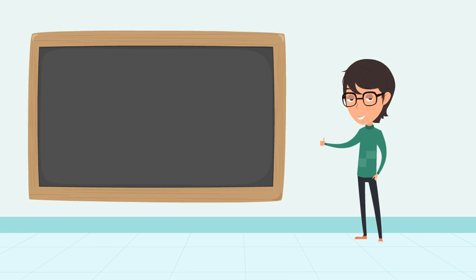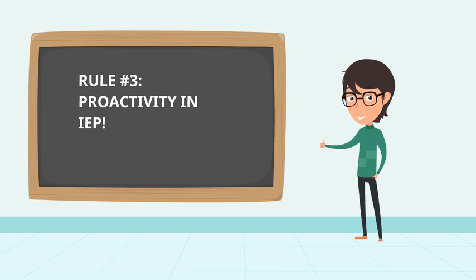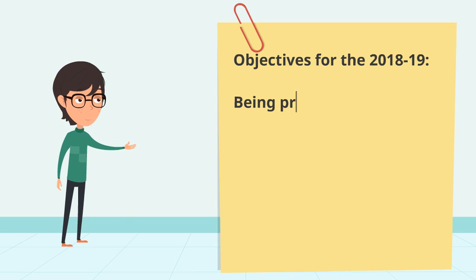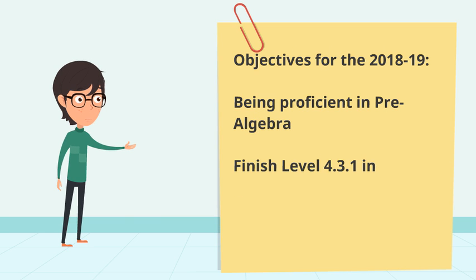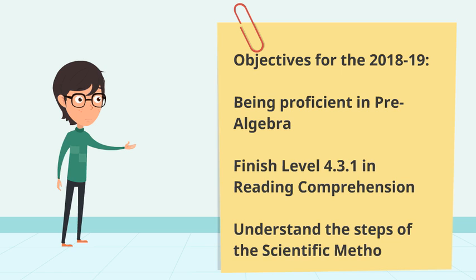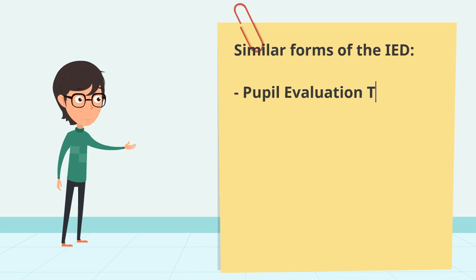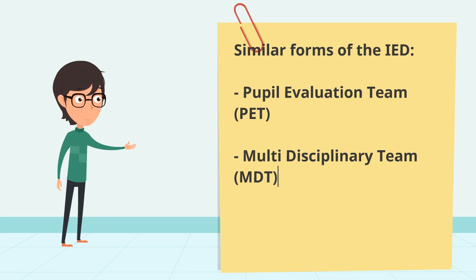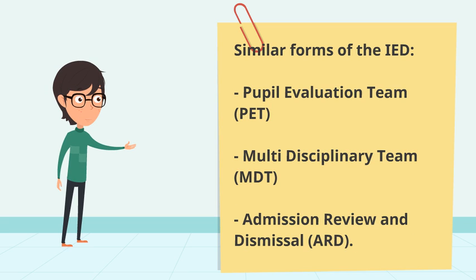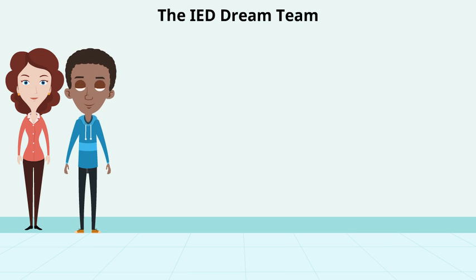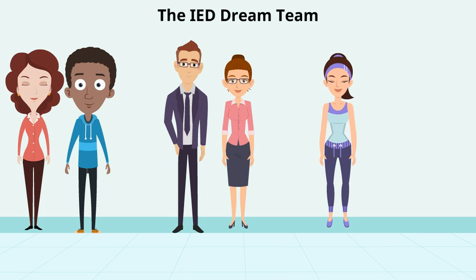The last step is to play an active role in the individualized education program. Individualized education programs, or IEPs, outline the goals of what is expected to be learned and achieved in the coming school year for the student. Some states may call it the pupil evaluation team, the multidisciplinary team, or the admissions review and dismissal team. It is made up of several members, including the parents, school administrators, PE consultants, and licensed physical therapists.